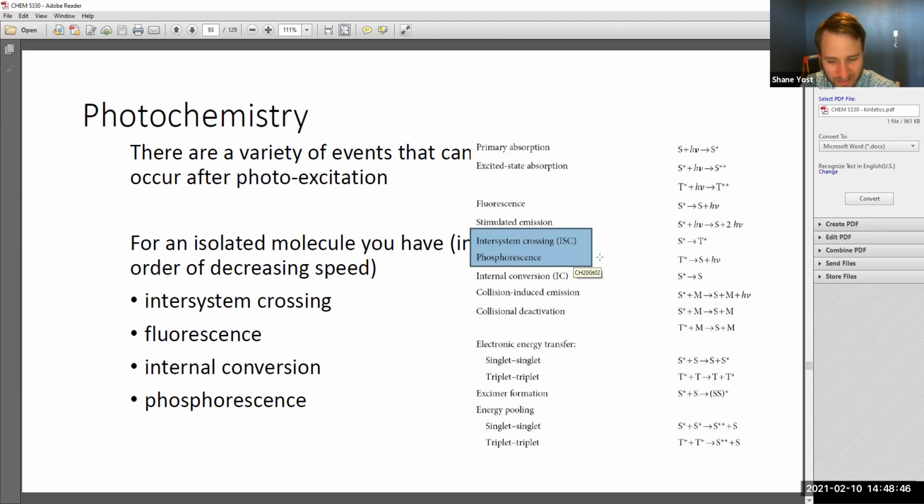Does that clarify at all what I mean by a singlet and this S and S star? It's referring to the electronic states of your molecule. Okay, thank you.